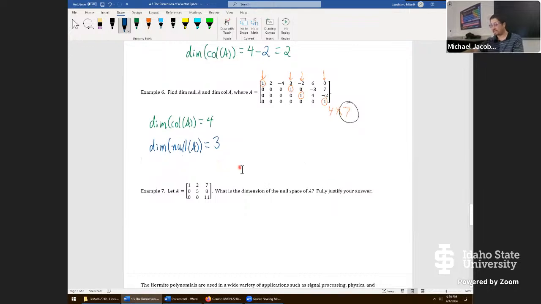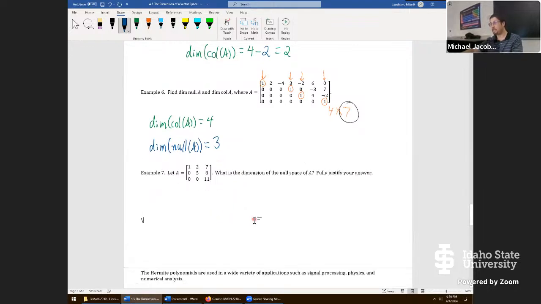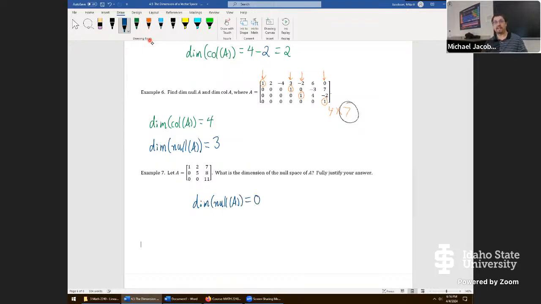Example 7 is meant to be a fast concept question as well, kind of related to the other ones we were looking at. It says this time, A is this matrix. What is the dimension of the null space of A? Good call. This one has a pivot in every single column, meaning no free variables. So the dimension of the null space of A is 0 automatically. So that's kind of nice. We have 3 pivot columns, and so that means the dimension for the column space of A equals 3.